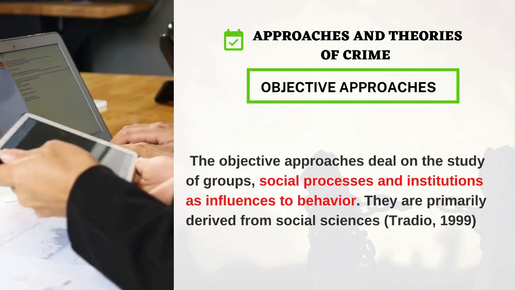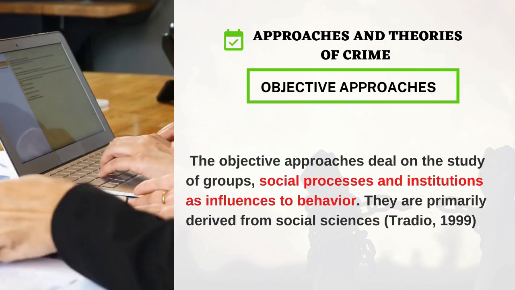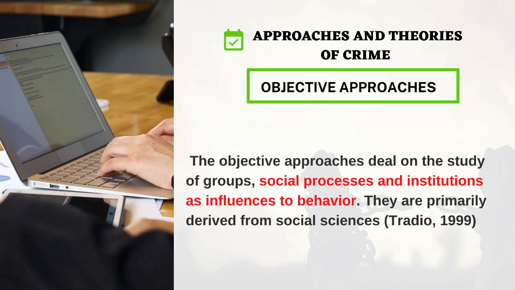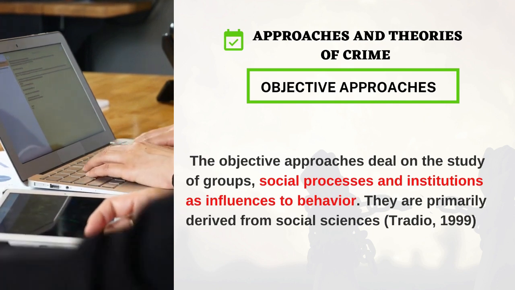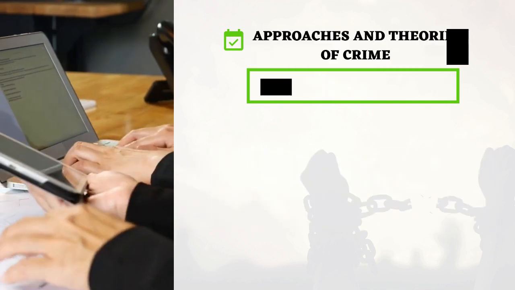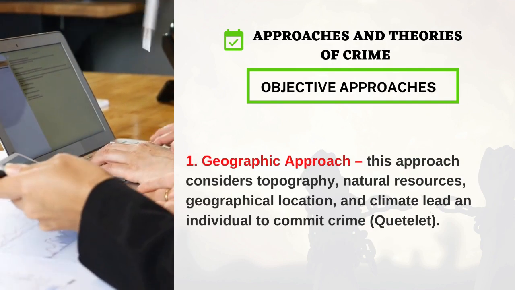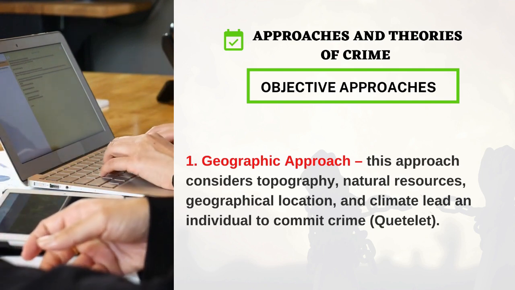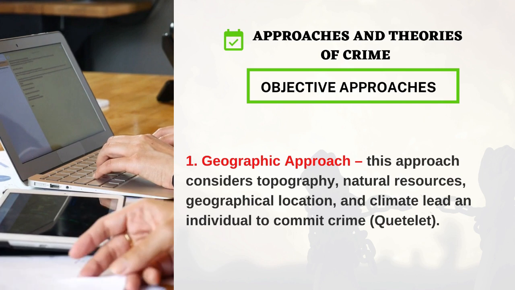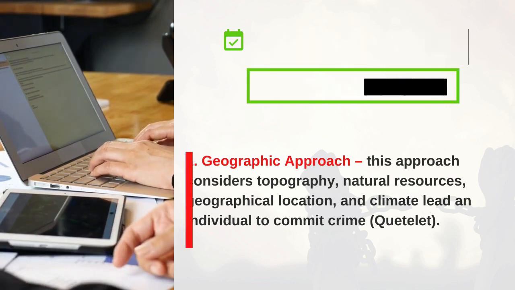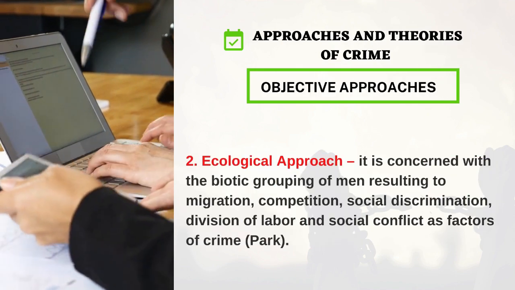Objective approaches. The objective approaches deal on the study of groups, social processes and institutions as influences to behavior. They are primarily derived from social sciences, Tradio, 1999. Under this are: 1. Geographic approach, this approach considers topography, natural resources, geographical location, and climate as leading an individual to commit crime, Quetelet.